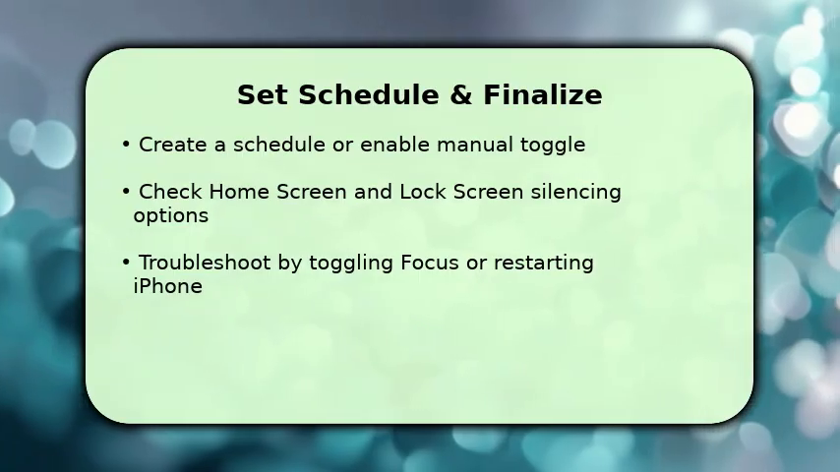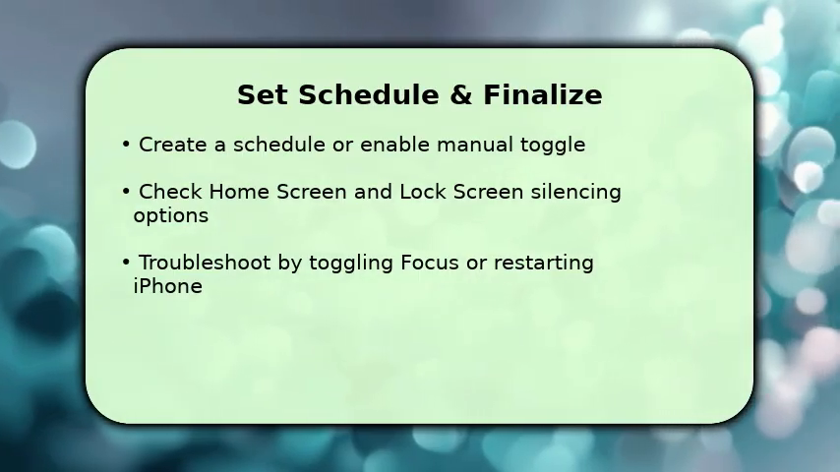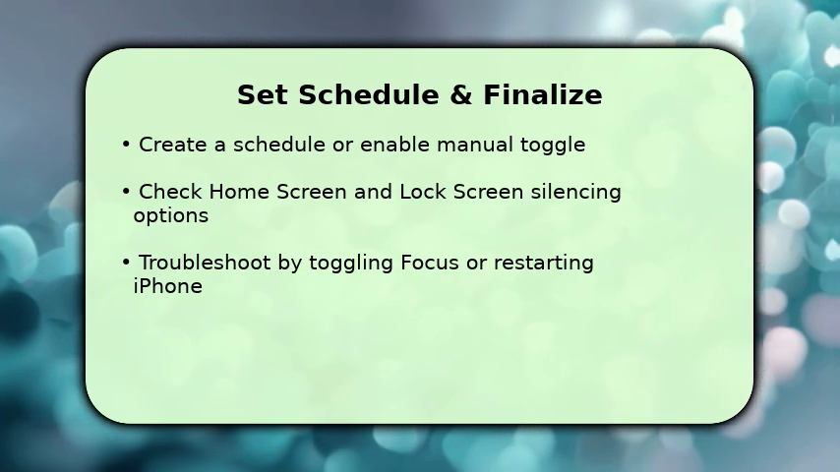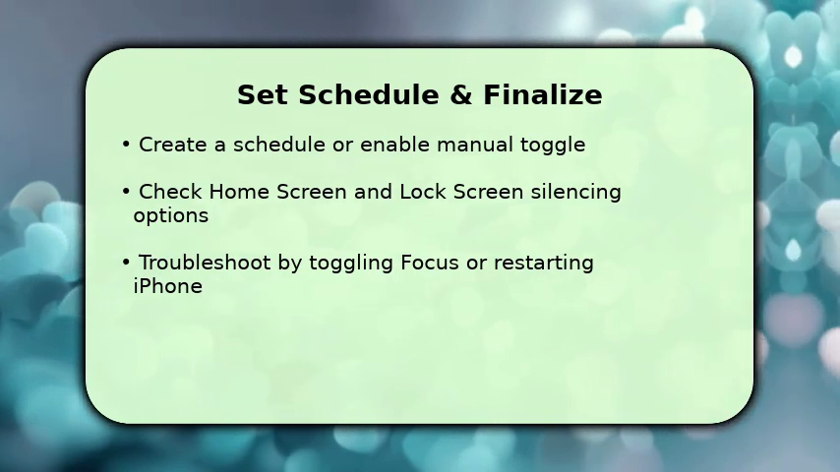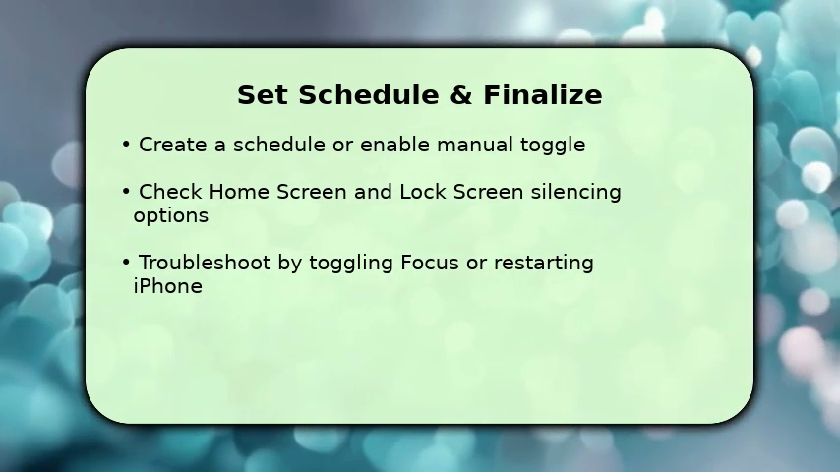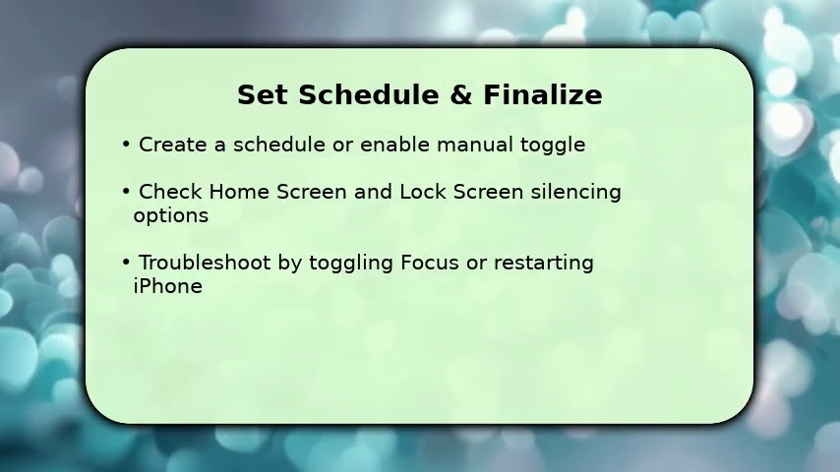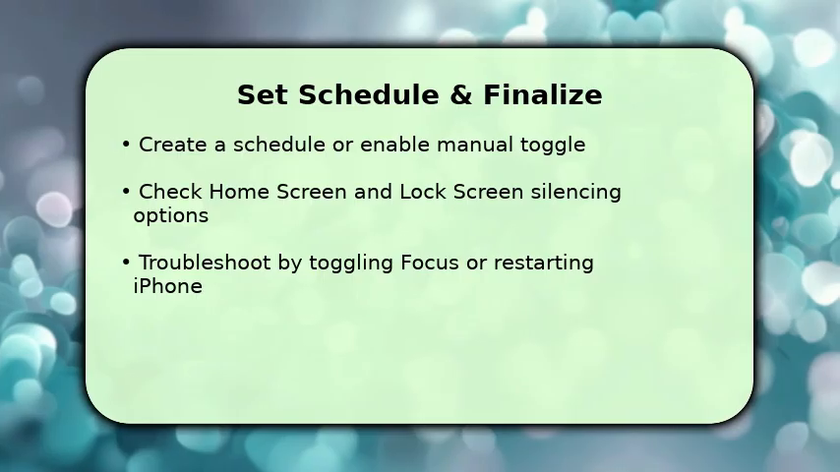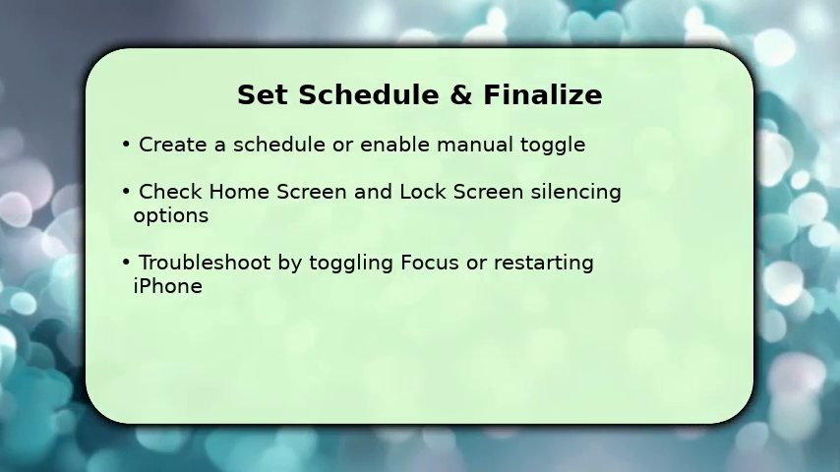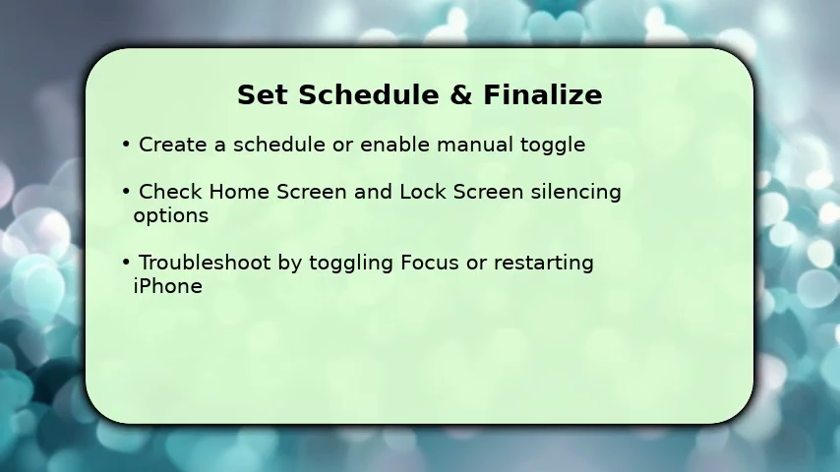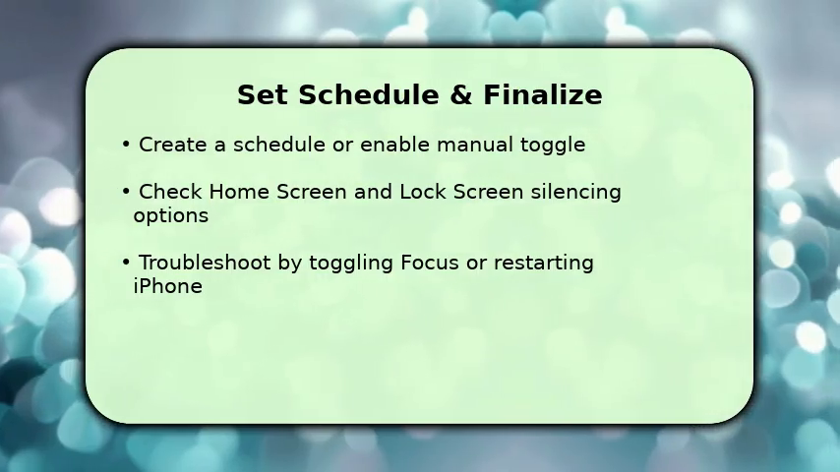Tap Add Schedule or Automation to run Do Not Disturb at set times, locations, or while using apps. Once set, make sure home screen and lock screen are configured to hide notifications as you prefer. This prevents banner distractions. If things don't work, try toggling focus off and on, check for allowed apps, or restart your iPhone. That often clears stuck notification behavior.